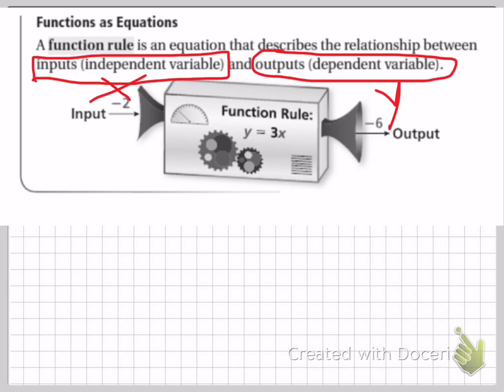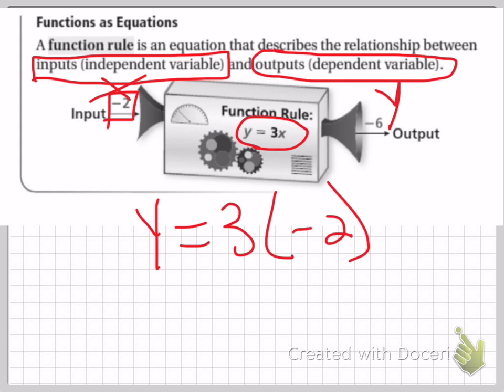So in the example on the function machine, y equals 3x, if you put in a -2, you have y equals 3 times -2, and your output would equal -6.